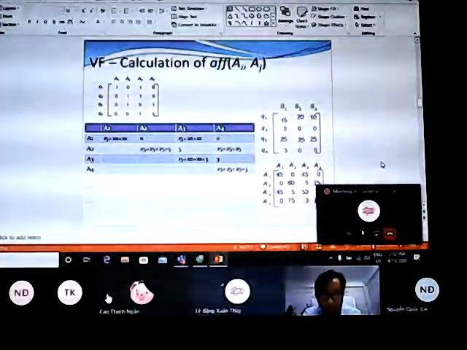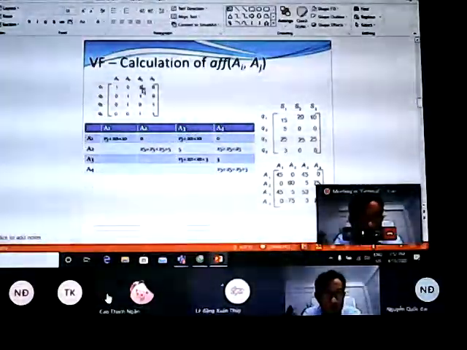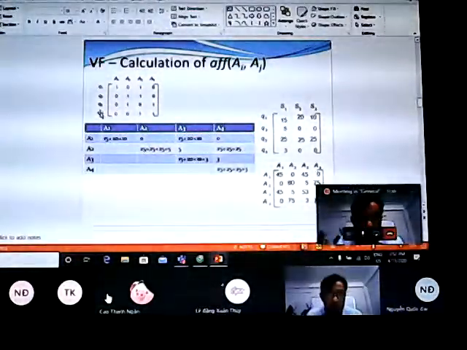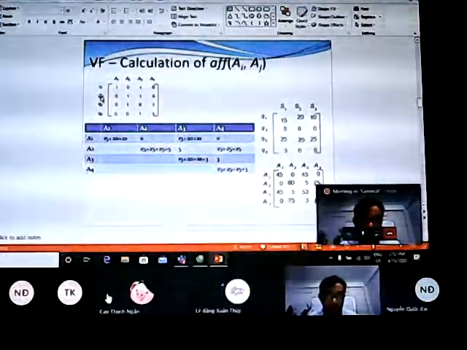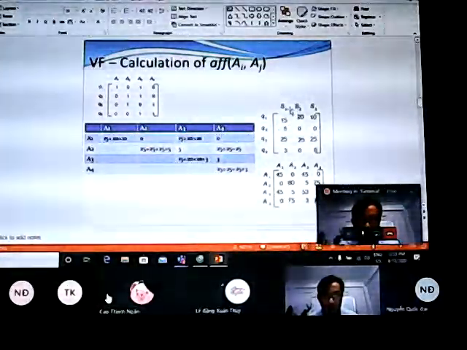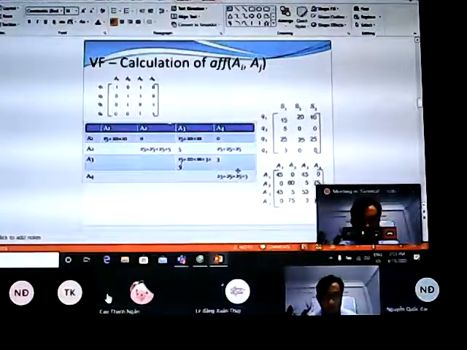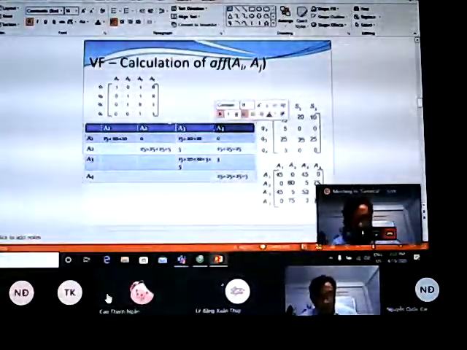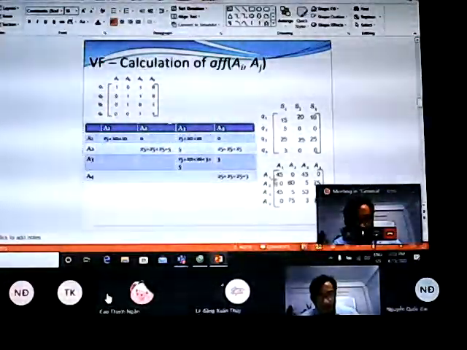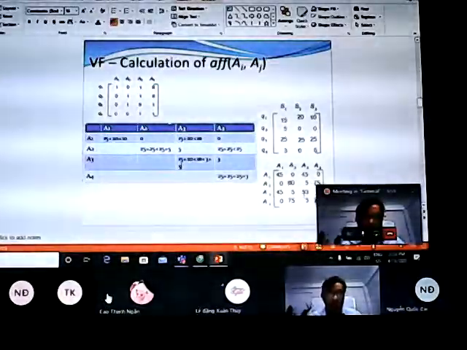About A3 and A3, can you explain for me? A3 uses Q1, Q2, and Q4. Can you go slowly? Can you point to Q1, Q2, and Q4? Okay, now here we go to Q1, Q2, Q4. Okay, you ask a question, right? And the result will be? What is the result? 53. Yes, 53. Okay, correct.